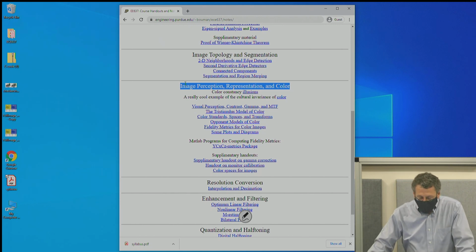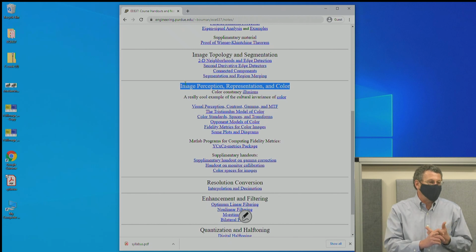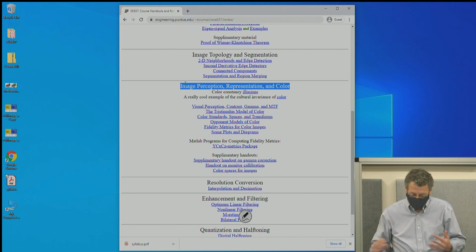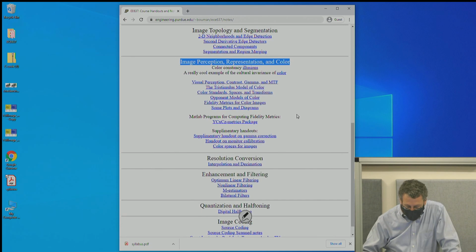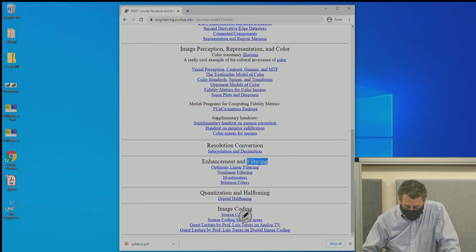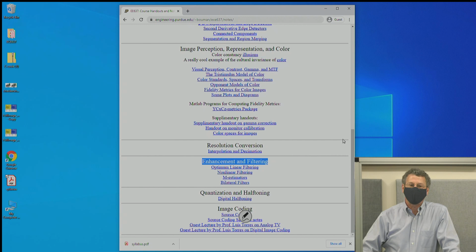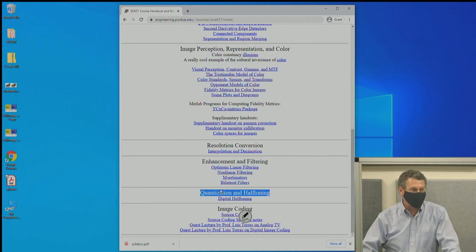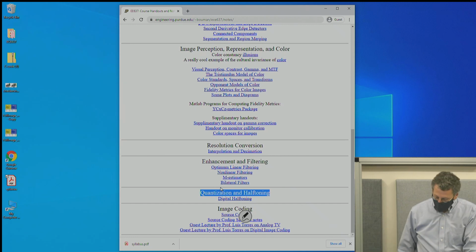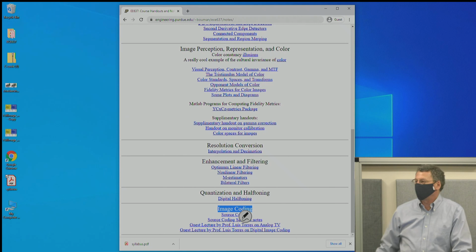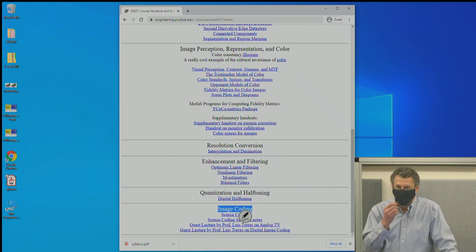So it's not just a matter of understanding the physics, understanding the mathematics, but understanding models of human response, of the perception. Okay, then we'll talk about resolution, conversion, interpolation, and decimation. Enhancement and filtering, things like denoising. And we'll talk about quantization and halftoning, which is a big thing in printing. And finally, we'll talk a little bit about image coding, which means compression, like JPEG and MPEG. Okay?